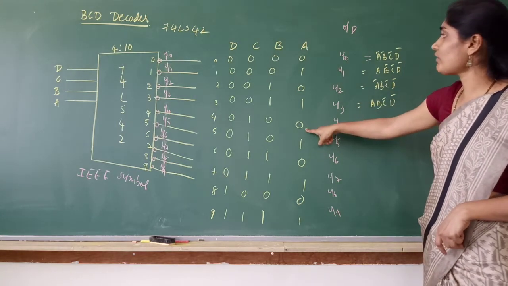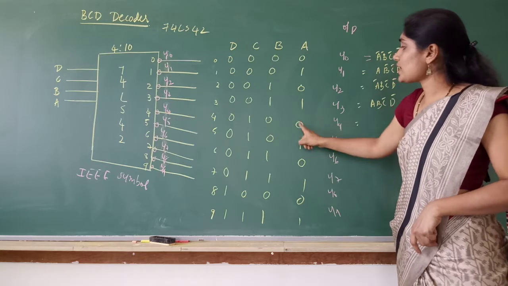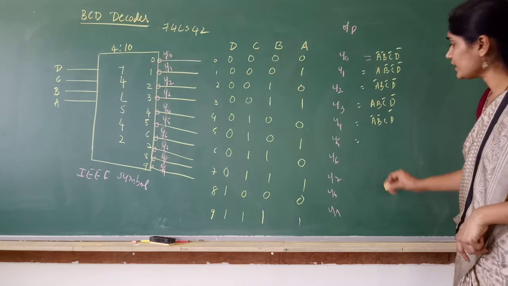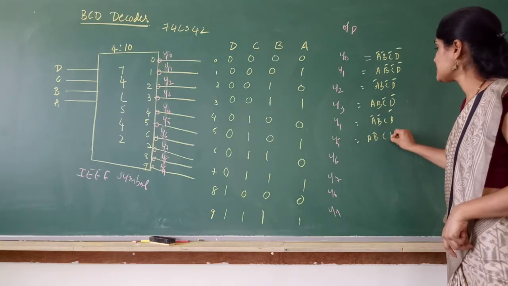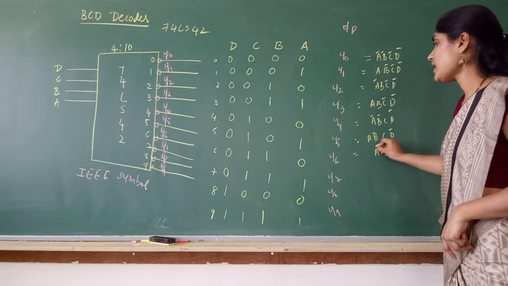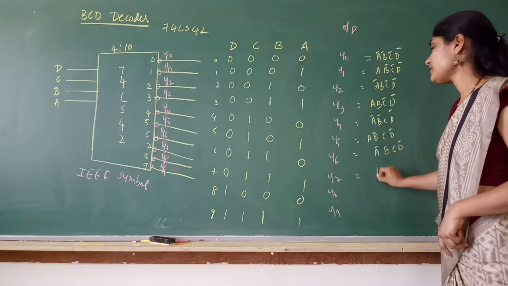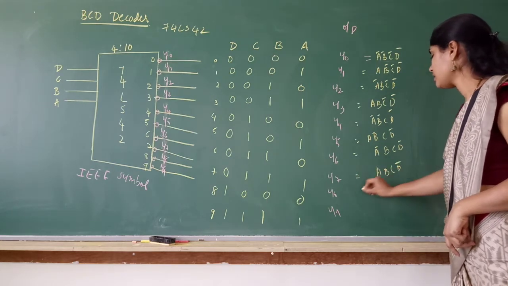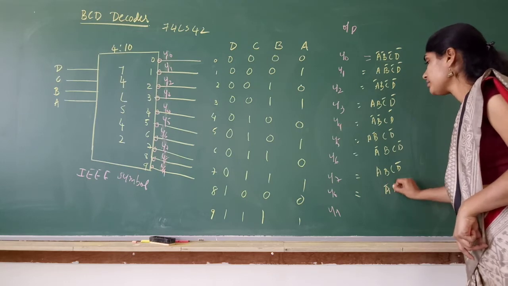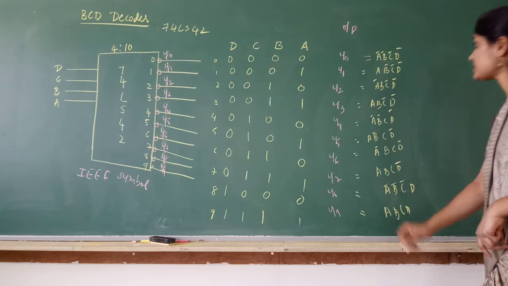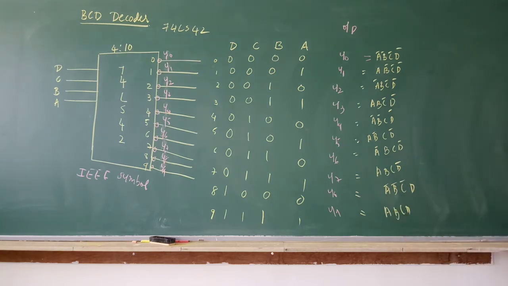Y4 is active when you are giving 0, 0, 1, 0. That means A bar, B bar, C, D bar. Y5, A, B bar, C, D bar. Y6, A bar, B, C, D bar. Y7, A, B, C, D bar. Y8, A bar, B bar, C bar, D. Y9, A, B, C, D. So this is the equation we have got for all the output variables, Y0 to Y9.